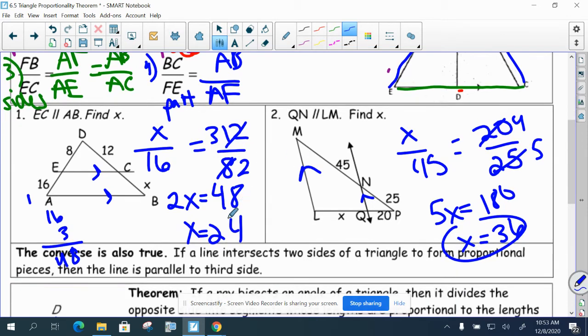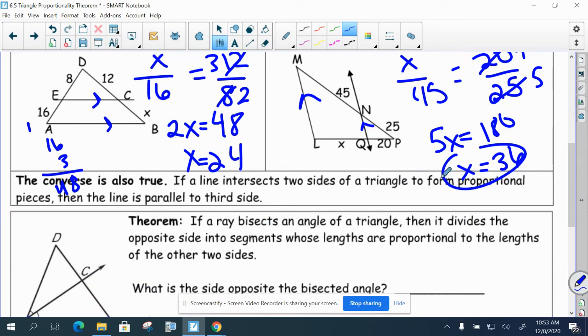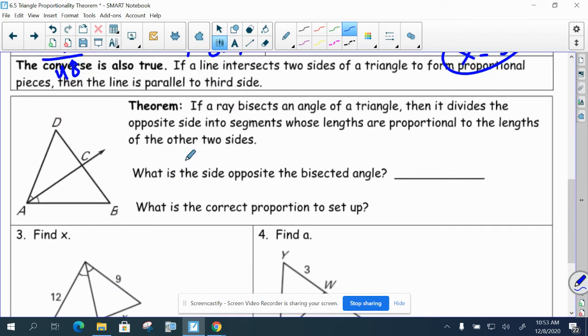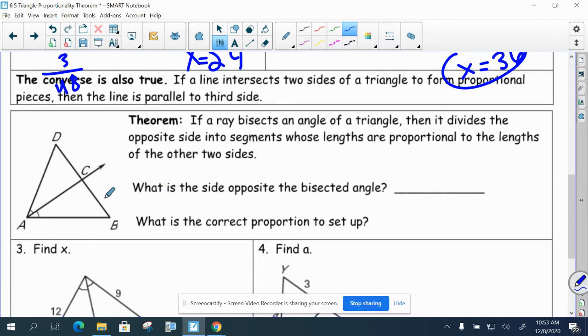All right, so here's the converse. It says if a line intersects two sides of a triangle to form proportional pieces, then the line is parallel to the third side. We'll look at examples of that. But here's a different theorem. If a ray bisects an angle of a triangle, and clearly this ray bisects because these two angles are congruent, then it divides the opposite side into segments whose lengths are proportional to the lengths of the other two sides. So those two would be proportional with these two sides.